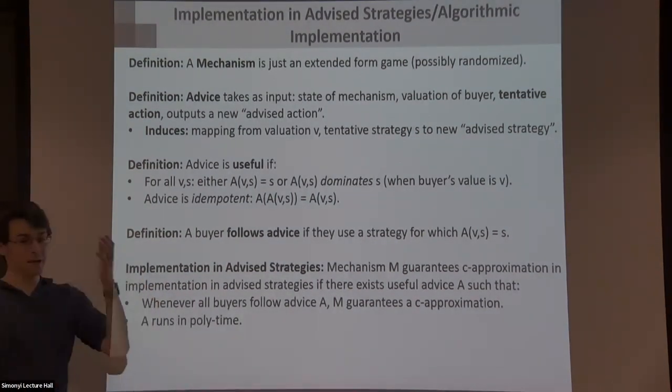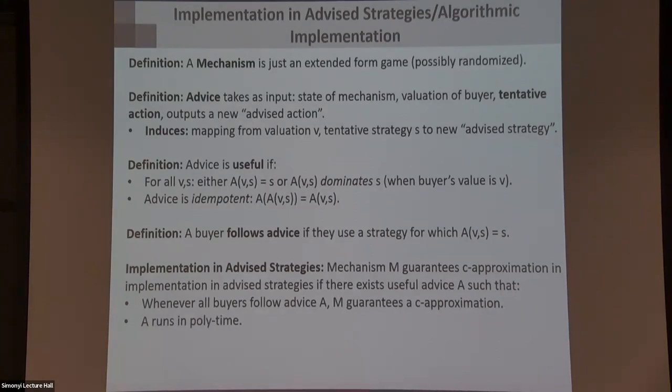So I would argue, if I gave you computationally efficient code that you could input whatever you were thinking of doing, and I would give you something that is either the same or strictly better, you would just use it. And I think it's reasonable to say that a rational person would use it.